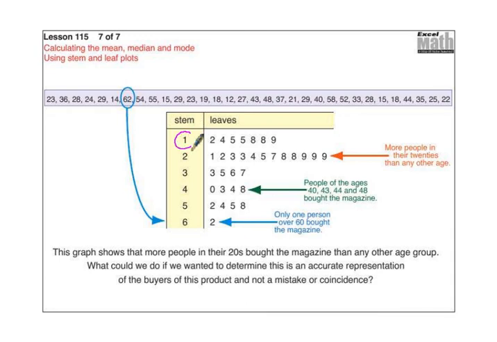This means tens place, and that's ones place. So this is the number 12. Let's see, is there a 12? Here it is, right here. That number 12 is represented right there. This represents the number 14. This would be 18. You can see there are two 18s in your data.